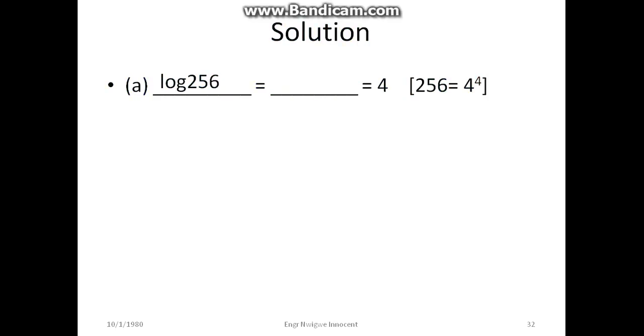A, log 256 over log 4 is the same thing as 4 raised to power 4 is 256. Therefore, 4 will come before the log 4 to have 4 log 4 all over log 4, which we now have 4. So 256 is equal to 4 raised to power 4.